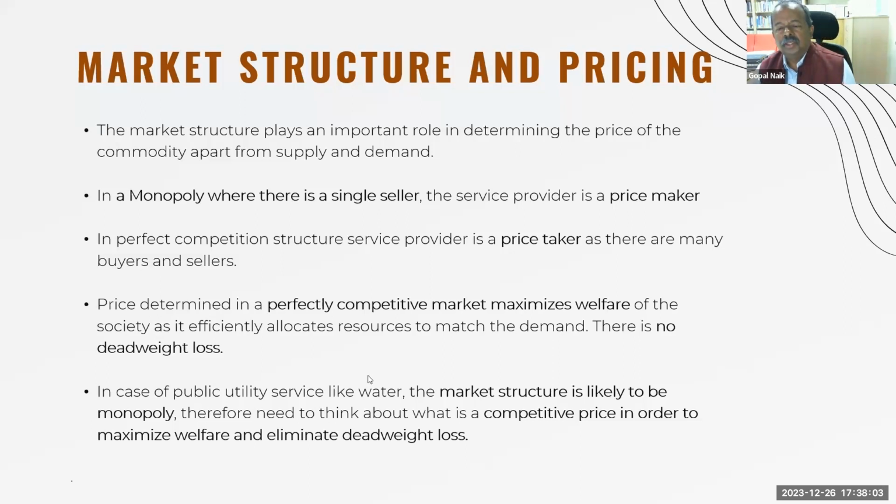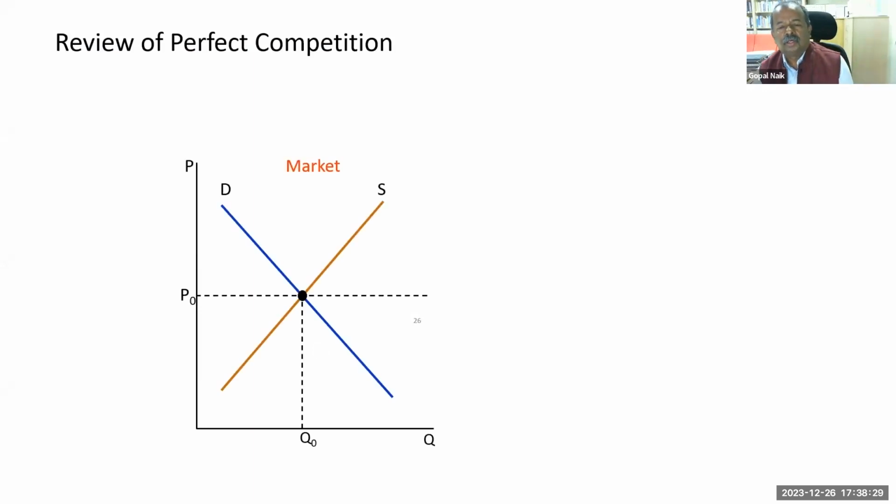We have talked about how the drinking water system is unlikely to be a competitive market, unlike maybe bottled water and so on. Therefore, it is important to understand what a competitive market's price is and use that price to come up with the user charge. That is the reason why we are discussing market structure, demand and supply.